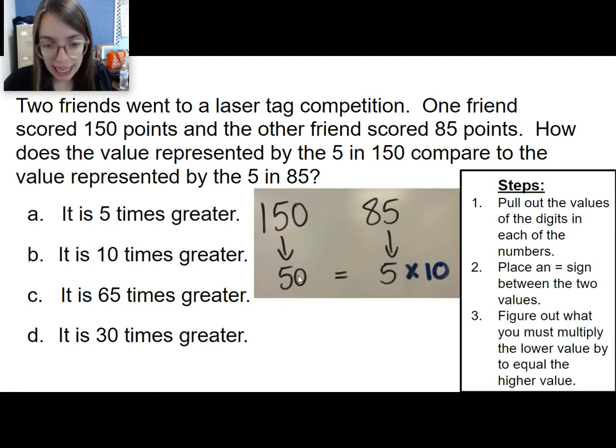Well, 5 tens is worth 50. 5 ones is worth 5. So to get from 5 up to 50, I'm gaining 1 zero. So gaining 1 zero means I multiplied by 10. So we could say that the 5 in 150 is 10 times greater than the 5 in 85.